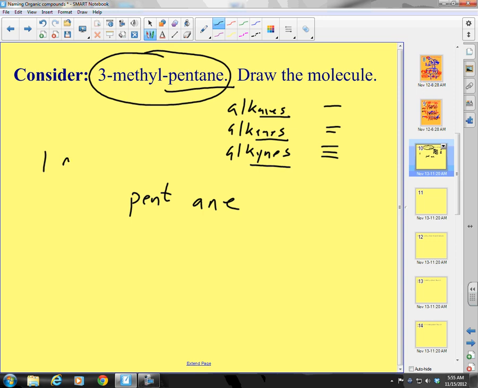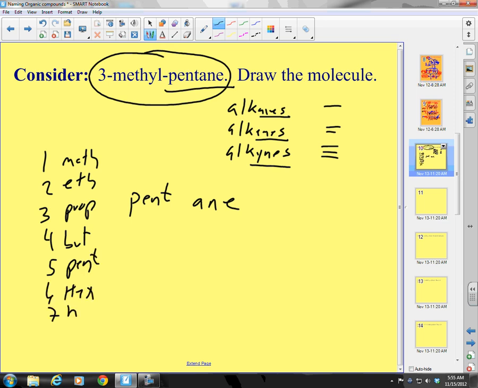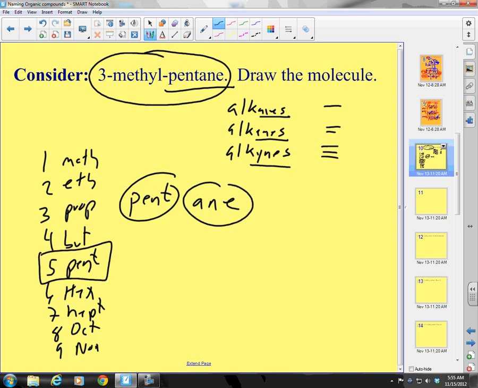That 1 is meth, 2 is eth, 3 is prop, 4 is but, 5 is pent, 6 hex, 7 hept, 8 oct, 9 non, and 10 dec. So if this is pent, that means I have 5 carbons. If it's ane, that means I have 5 carbons, all of them single bonded. 1, 2, 3, 4, 5.